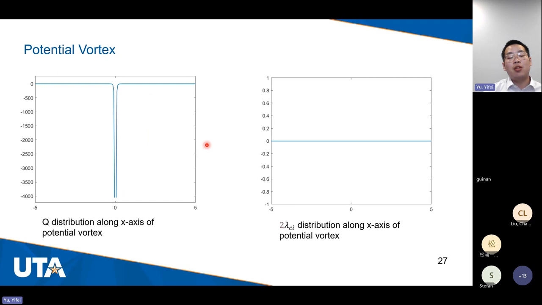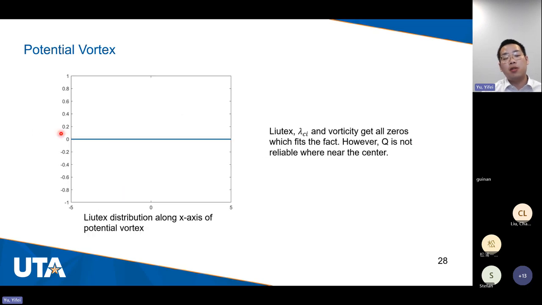And also we can calculate Q and 2 lambda CI. Well, we look at Q. Near the center, Q is not reliable because it goes down. It should also be reliable because when Q is less than zero, we consider it irrotational. Because this is a very simple vortex model, I think all the methods perform not bad. And also the Liutex and lambda CI are straight zero. This conclusion may be wrong, because when Q is smaller than zero, it also indicates no rotation. Yeah, my bad.